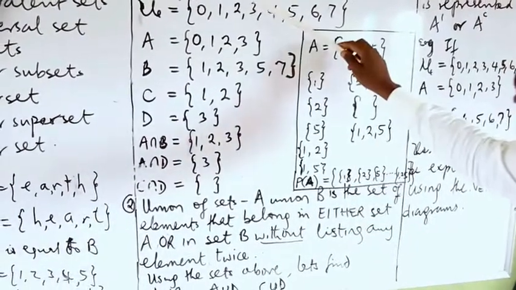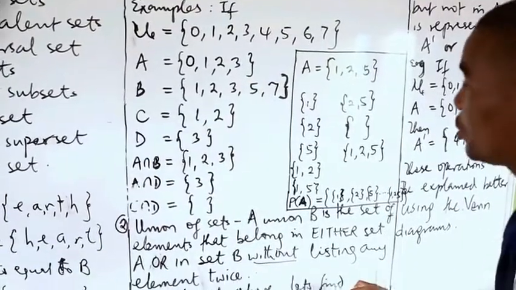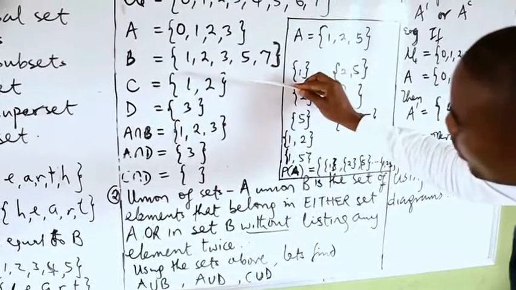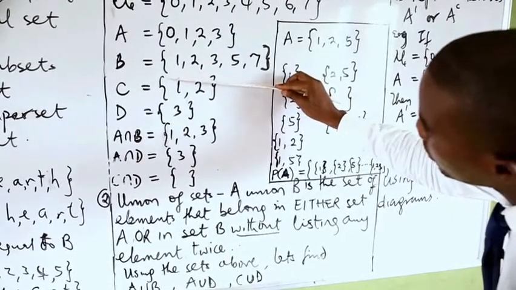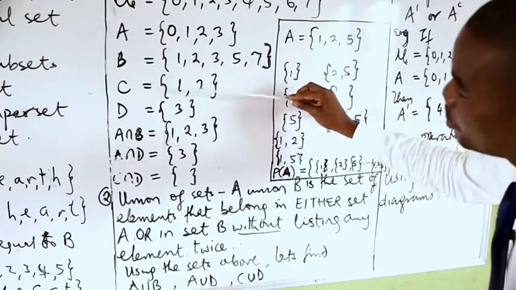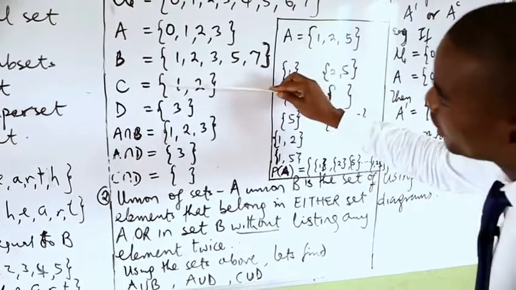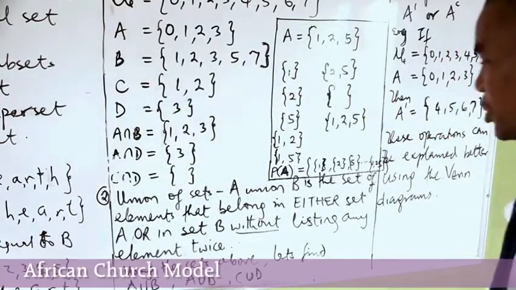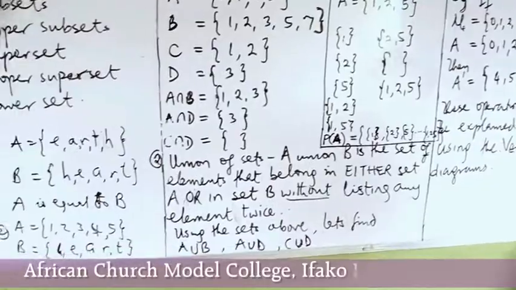Then C union D will be the elements we can see in C or D without repeating any element 2 times. That will be 1, 2, 3. And that gives us C union D. Then the last one, the last operation on sets.